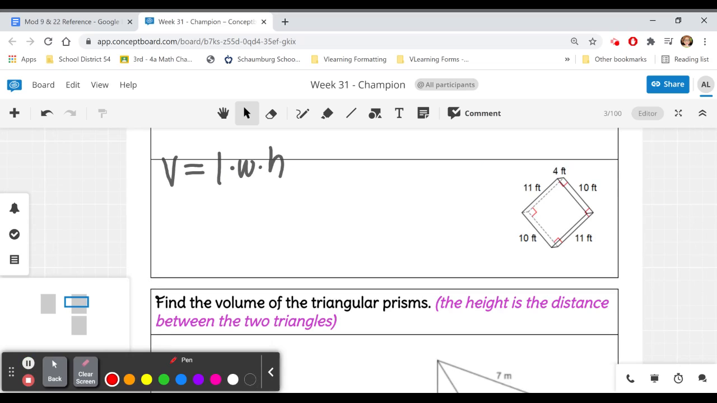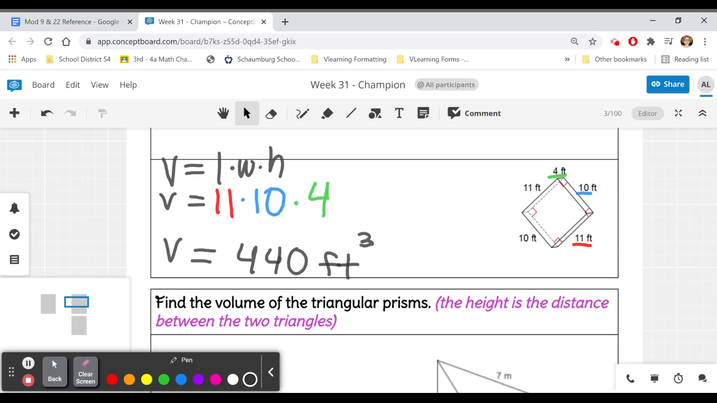Always copy down your formula and then identify your length, width, and your height. So for this one, length is always going to be the longest one, and then I can just really go in any order that I want. I'm just going to pick 10 to be my width, and my height's just going to be whatever I didn't use, which would be 4. In this situation, it really doesn't matter, as long as when you multiply, you make sure you have the correct unit, which is cubic feet.